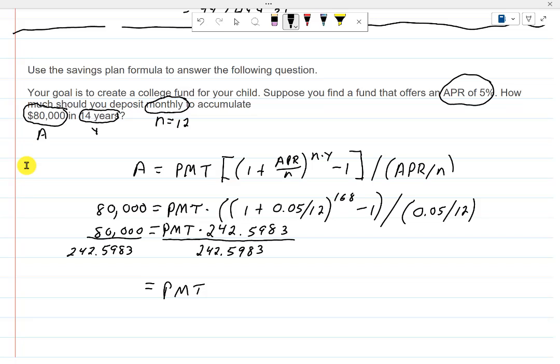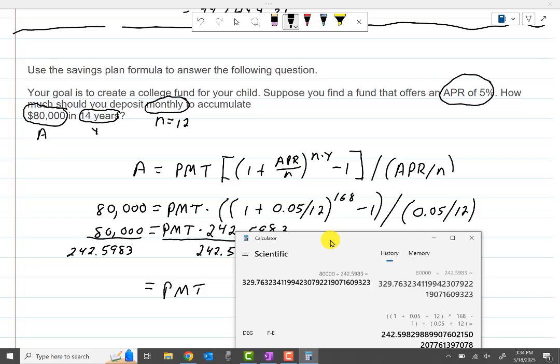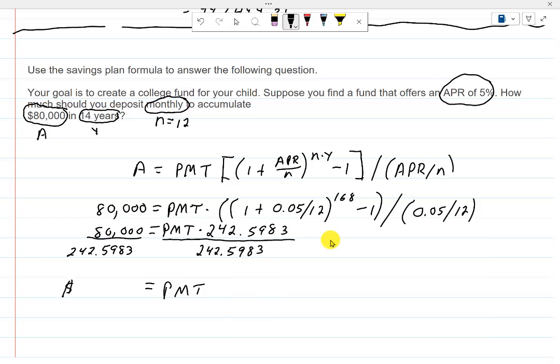So I'll let the calculator do that stuff that is on the left. So I have 80,000 divided by 242.5983. Enter. So it looks like 329.76. This is appropriate to round it to 2 decimal places when you get the final answer.